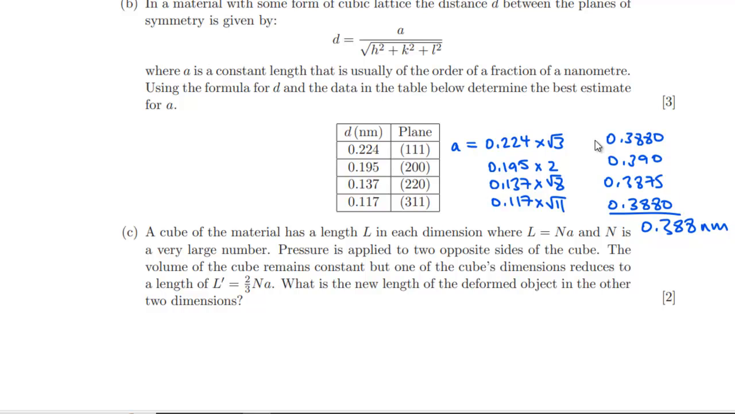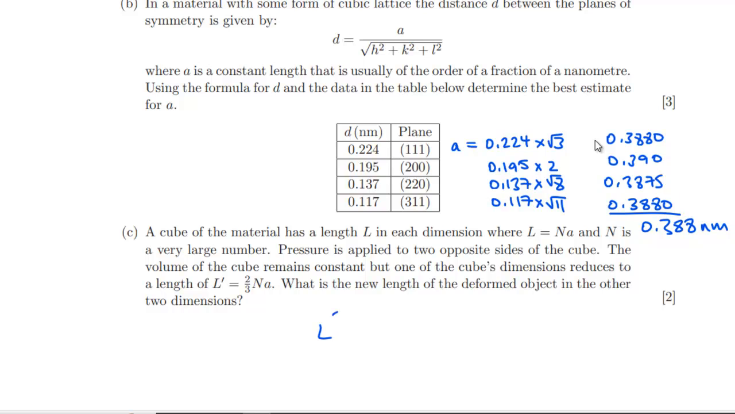A cube of the material has length L in each dimension, where L is NA and N is a very large number. Pressure is applied to two opposite sides of the cube. Volume remains constant, but one of the cube's dimensions reduces to 2/3 of the length. What is the new length of the deformed object in the other two dimensions?